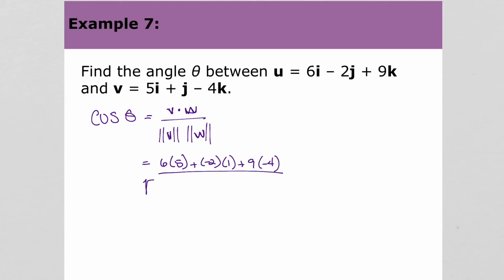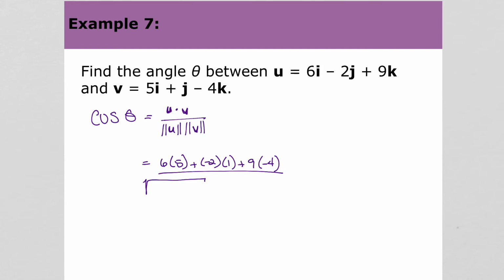The magnitude of V is, oh, wait a minute. I've got U and V here instead of V and W, don't I? Let me make sure I'm doing it in the right order. Okay, so I'm just going to change my letters here. Sorry about that. U dot V, so we don't get confused. Same deal.